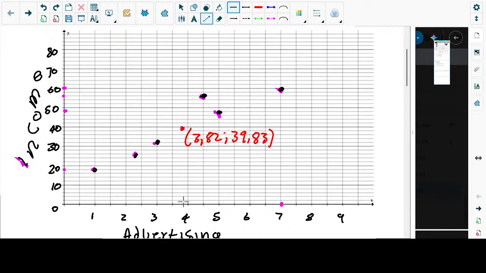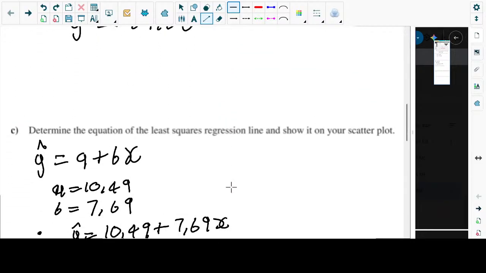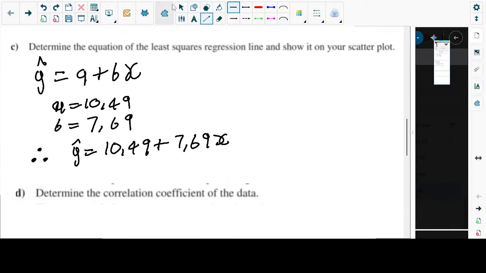Now, there are 2 options in which you can do this. Again, we have the equation. What does the equation say? It says y equals 10,49 plus 7,69 x. Now, what you can do here is to get the point just before the midpoint, or you can get the point after the midpoint. It's up to you which one you're going to use.